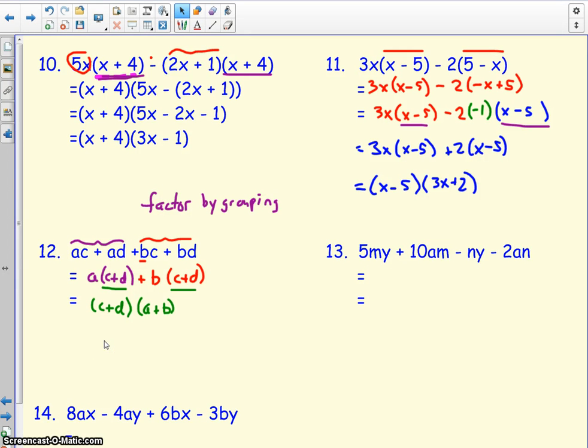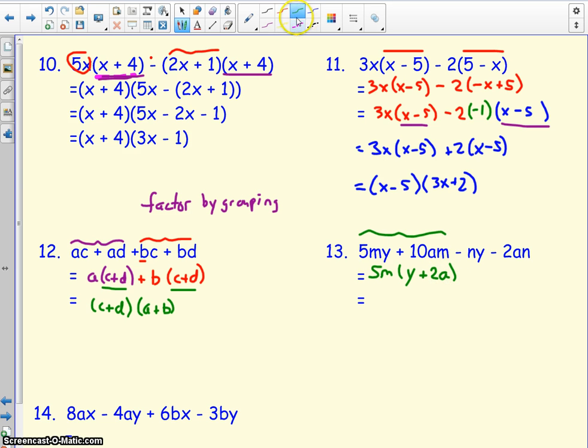Alright, so let's quickly run through these last few examples here. You've hopefully tried this one already. You'll notice again there's no common factor between all four of these terms. Let's try grouping. If we group these two together, the common factor between 5my and 10am is 5m. And left over you're going to have y plus 2a.